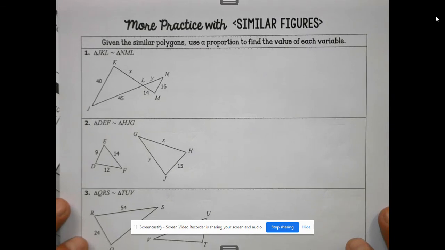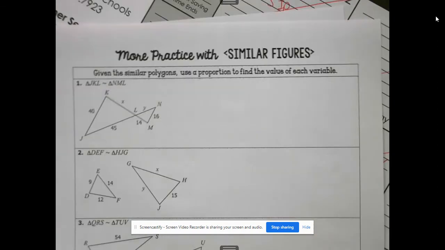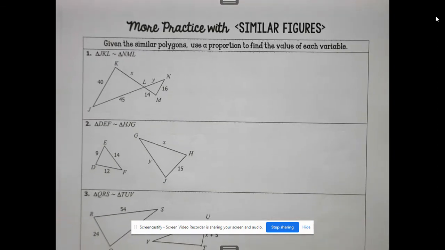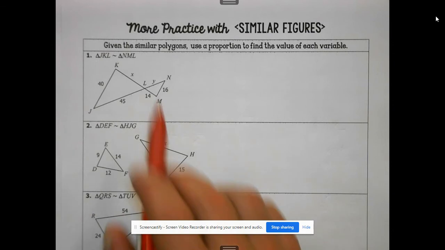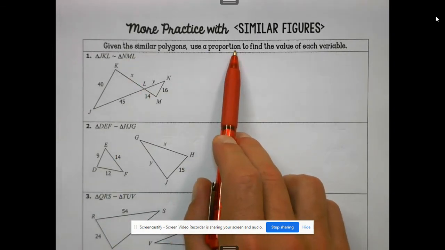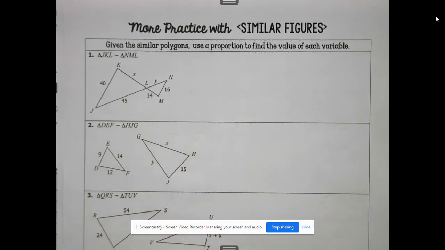More practice. So a few more examples here. And I think on this we'll just kind of do, let's knock out the evens. So if you guys want to check the odds, you can check those with the key on the classroom. But for note time, we'll just work on the evens here. All right, it says, given the set of polygons, use a proportion to find the value of each variable. So if you check it out, you've got an x and y in some of these, or just an x in some of them, all right?